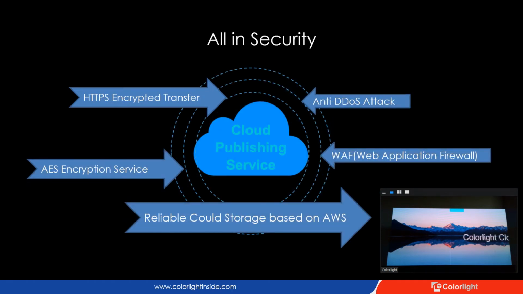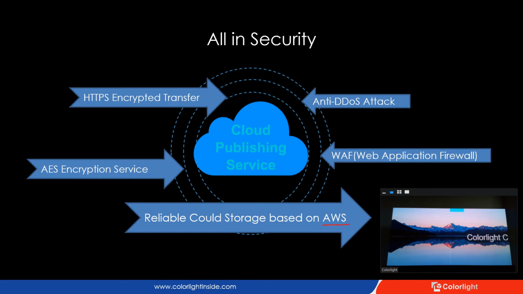We do have concerns about the security on the cloud platform, so we build HTTPS and AES to make sure that data transferring is safe. We also build WAF to block the attack from internet. For every Colorlight overseas cloud, they are based on the AWS from Amazon, the reliable cloud storage. All of these things make Colorlight Cloud a reliable platform.